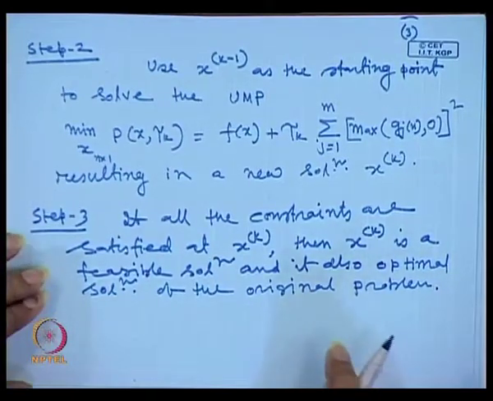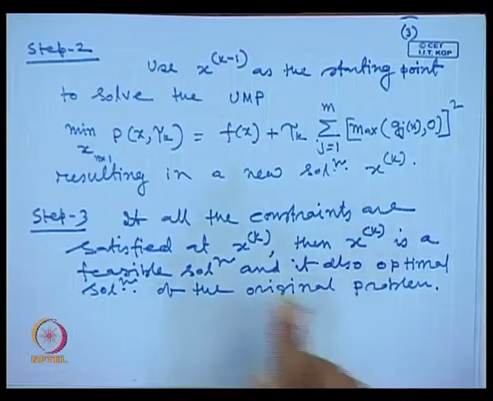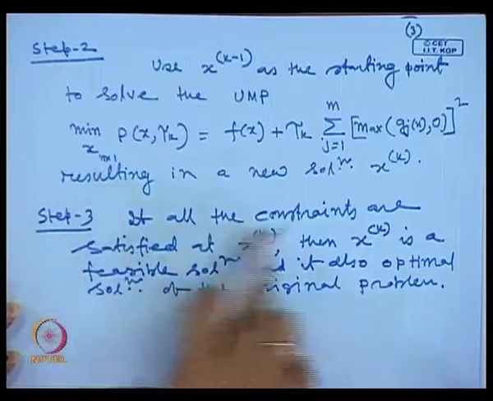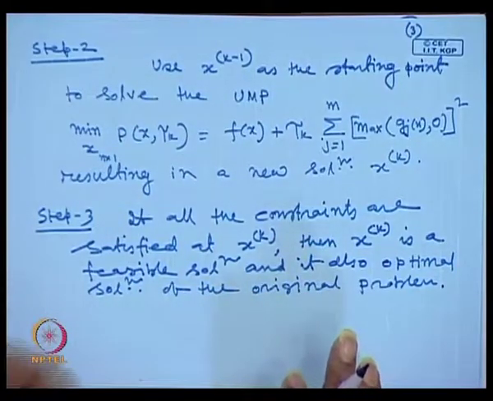That means, if all the constraints are satisfied, that is, g j of x less than or equal to 0. If the constraints are not satisfied, it indicates that we are still in the infeasible region. Then we have to keep on doing our iteration process until all the constraints are satisfied. In other words, until we have reached from the infeasible region to the feasible region, which gives you the optimal solution of the problem.